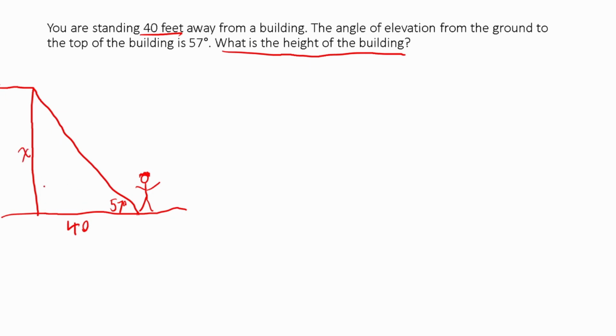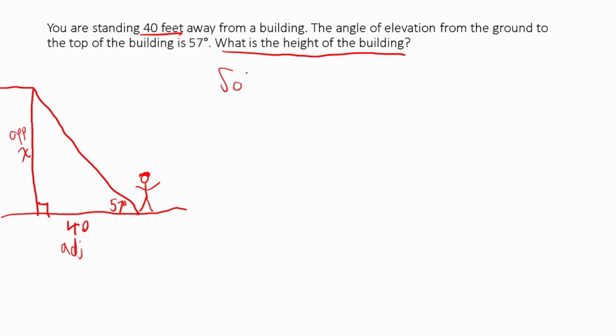So what we notice is we have a right triangle here, right? The building and the ground make a 90-degree angle. So we have a right triangle. 57 is my reference angle, which means x is my opposite side. 40 is my adjacent side.